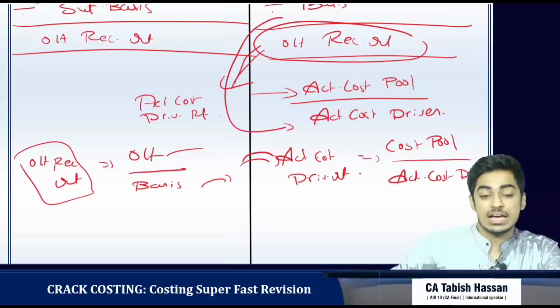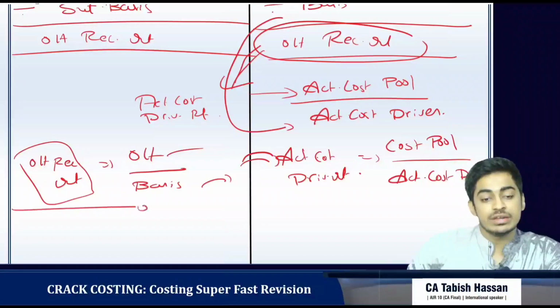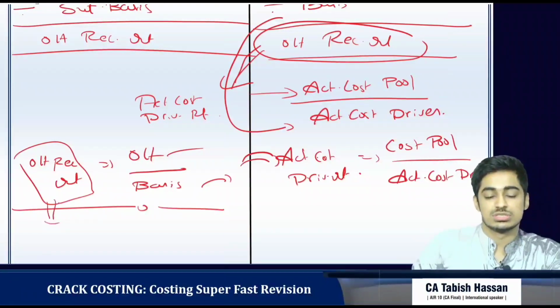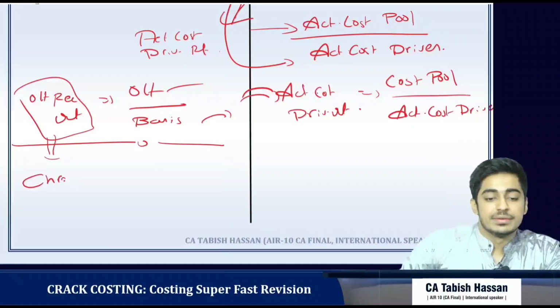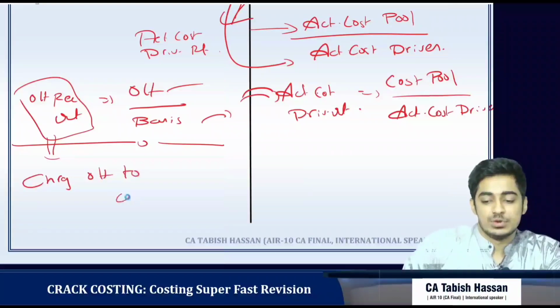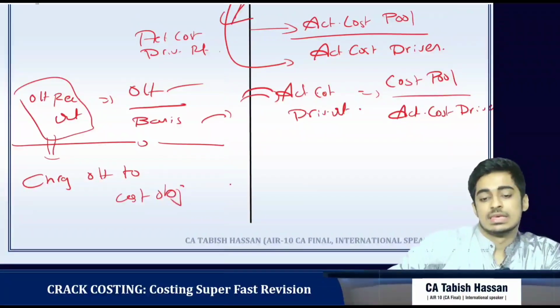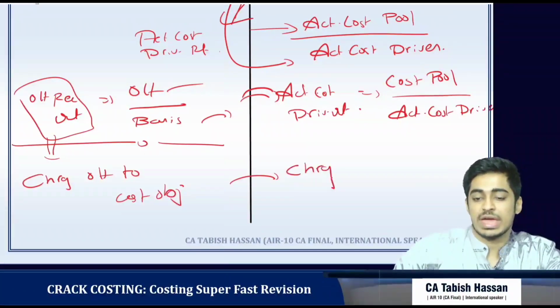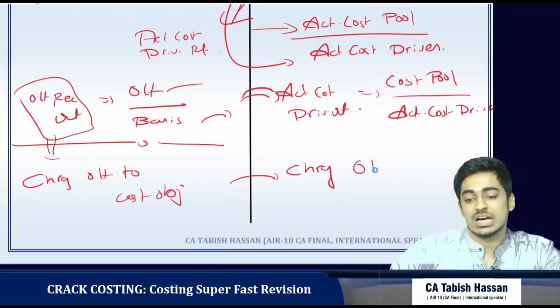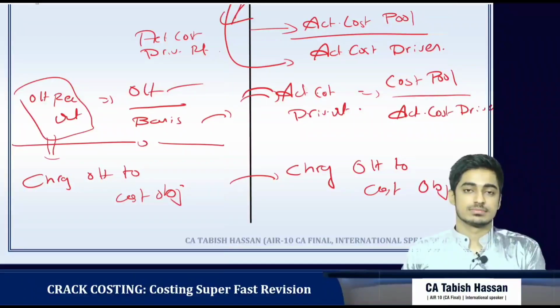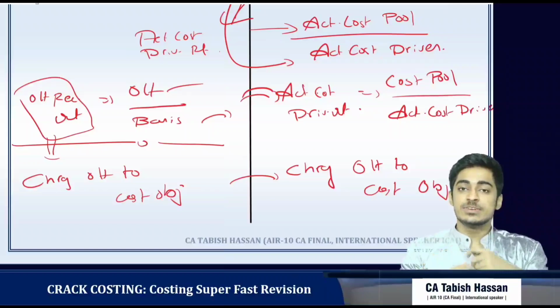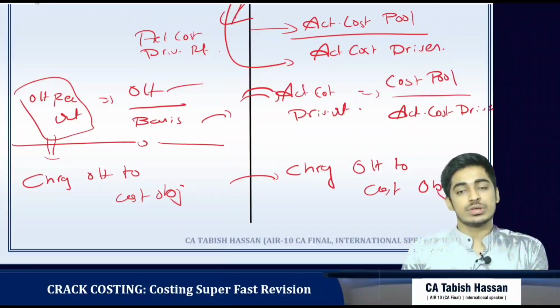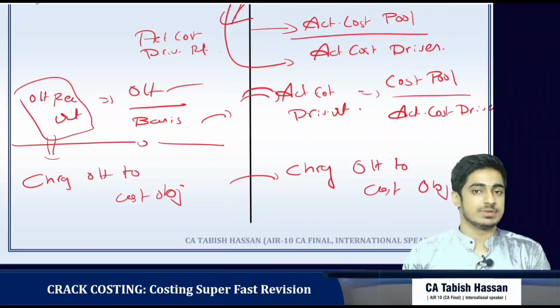And after getting the overhead recovery rate, what we used to do was, we used to charge the overhead to the cost object. Here also it's the same. Based on the activity cost driver rate, we would charge overhead to the cost object. Simple. We had the 5 steps of departmental rate method. Based on the same, we've developed the steps to charge overhead to the cost object as per activity based costing.